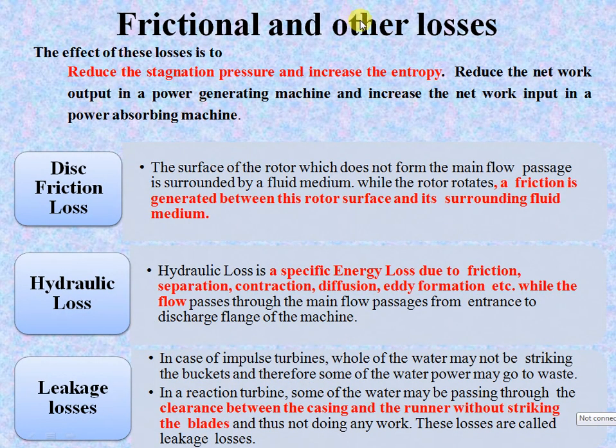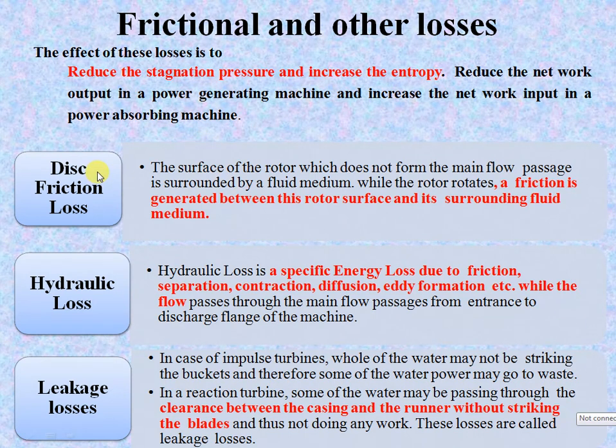The frictional and other losses. The effect of these losses is to reduce the stagnation pressure and increase the entropy. If the losses occur, the entropy value increases. They reduce the net work output in a power generating machine and increase the net work input in a power absorbing machine. So we have to minimize the losses, that is internal losses, external losses, and frictional losses.